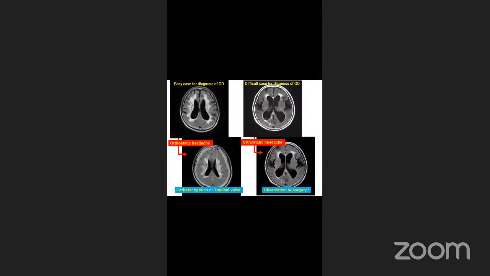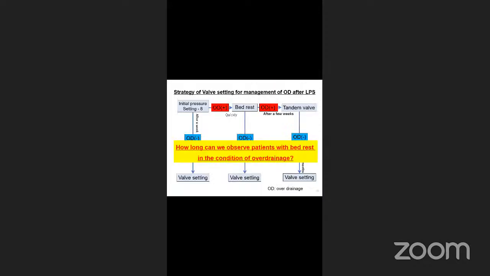It is easy to diagnose overdrainage with the CT findings of ventricular narrowing and subdural hematoma. But when there is little intracranial change, the patient is forced to bed rest for a long time. By the way, how long should we keep patients on bed rest? And when should we decide to do the additional tandem valve method?